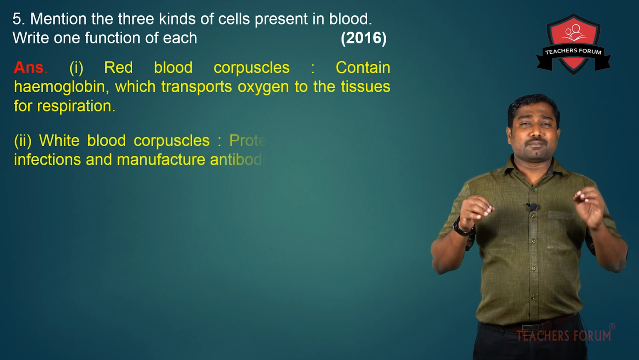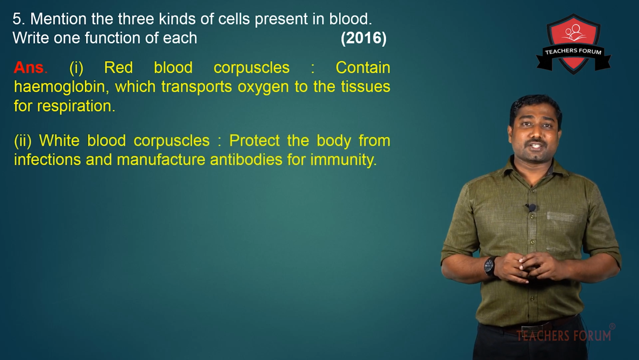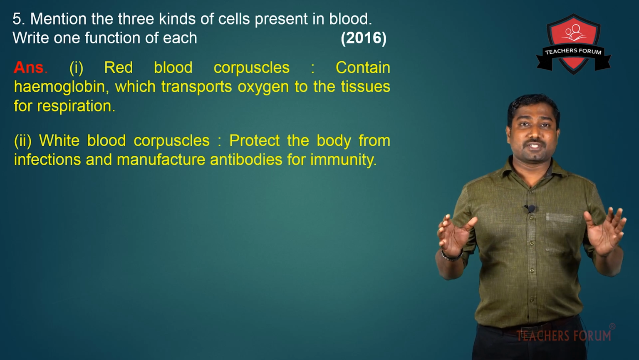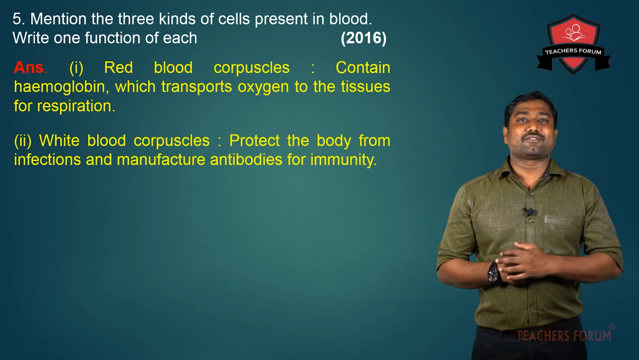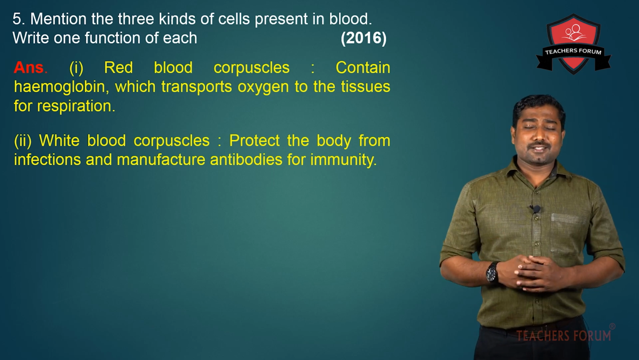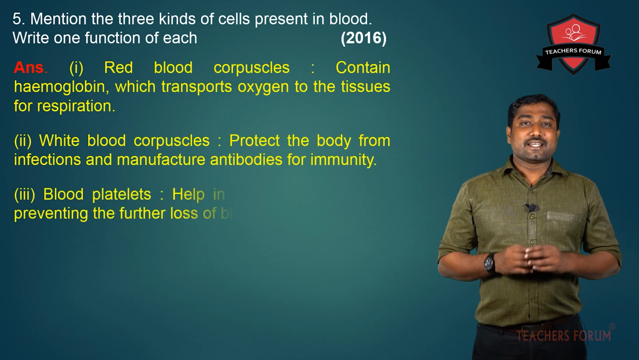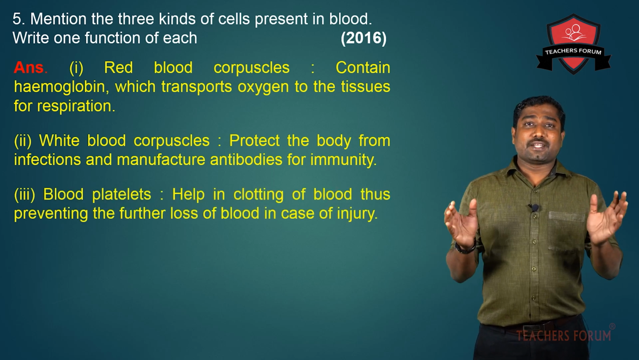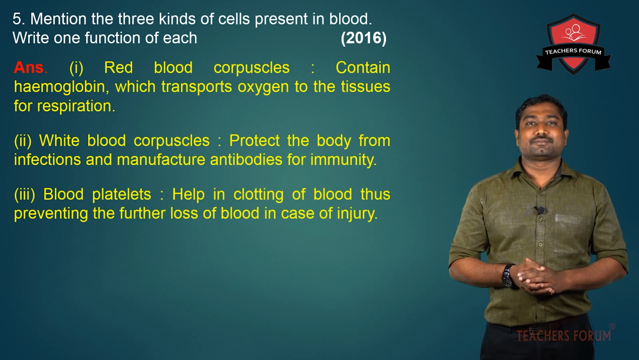WBC, white blood corpuscles, function to produce antibodies against infection. So WBC's function is to fight against infection. It gives us immunity. Whereas the platelets, also known as the thrombocytes, function to help in blood clotting, thus preventing the loss of blood.